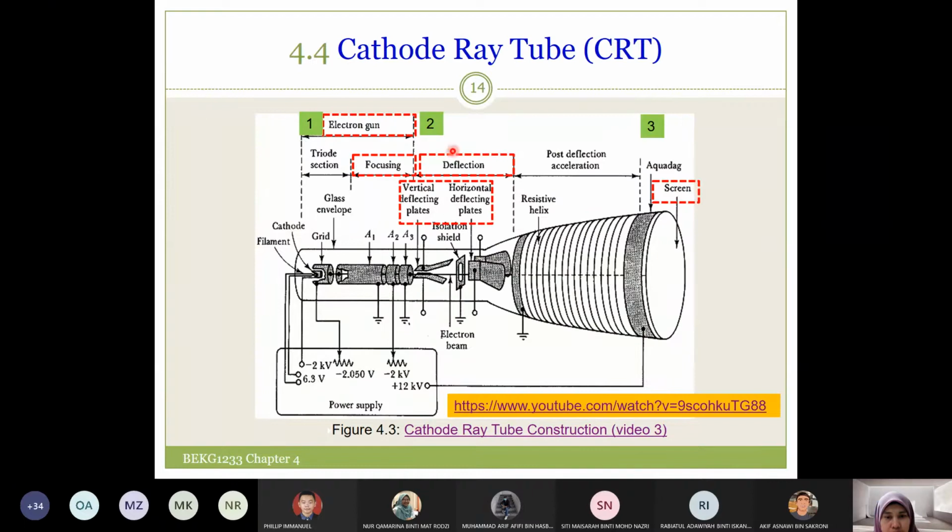Okay, you can watch the video of cathode ray tube construction. This is for CRT only. The cathode ray tube is the main component in the oscilloscope. You can watch this video later.